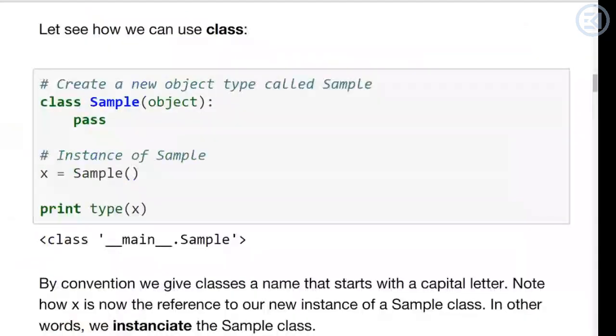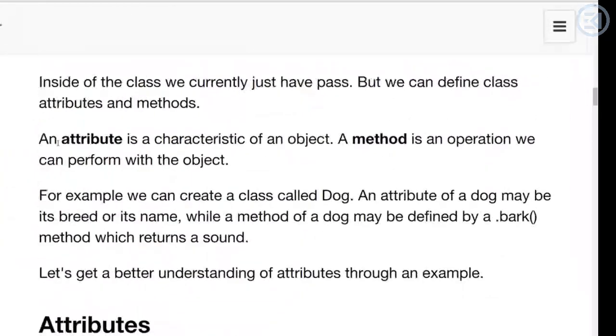So if we hop back over to the Jupyter notebook, there's two things we can do within a class: put in an attribute and put in a method. An attribute is a characteristic of an object, and a method is an operation we can perform with the object. We've already seen methods, and we've actually already dealt with attributes, you just didn't know it yet. To show this, we're going to create an example class called Dog. For instance, an attribute of a dog may be its breed or its name, while a method of a dog may be defined by a bark method, which returns some sort of printed sound out.